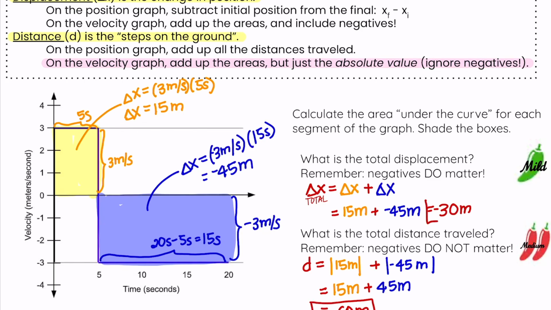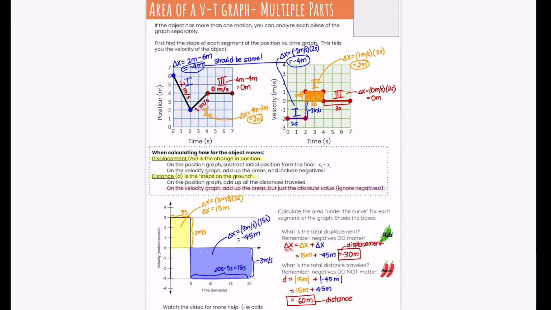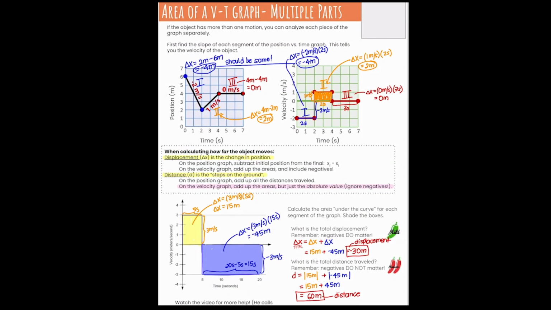Oh, you can't see that. Let me try and move it so you can see it. Right here is a displacement of 30 meters. And our distance here of 60 meters. All right, let me try and move it. There you go. Okay, so hopefully you can see it and have a better understanding.